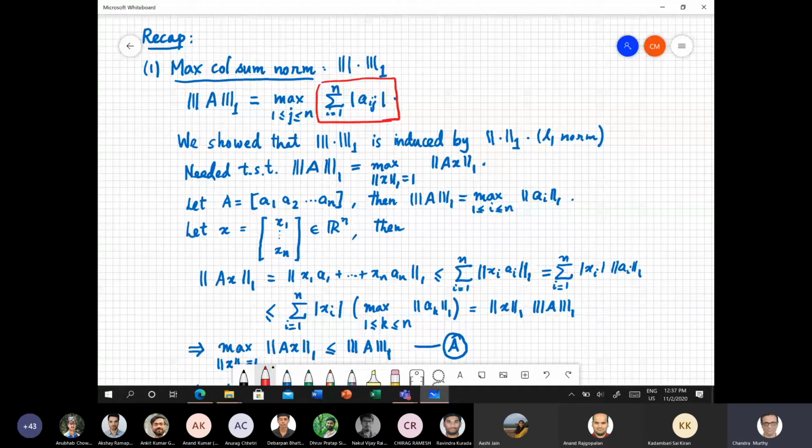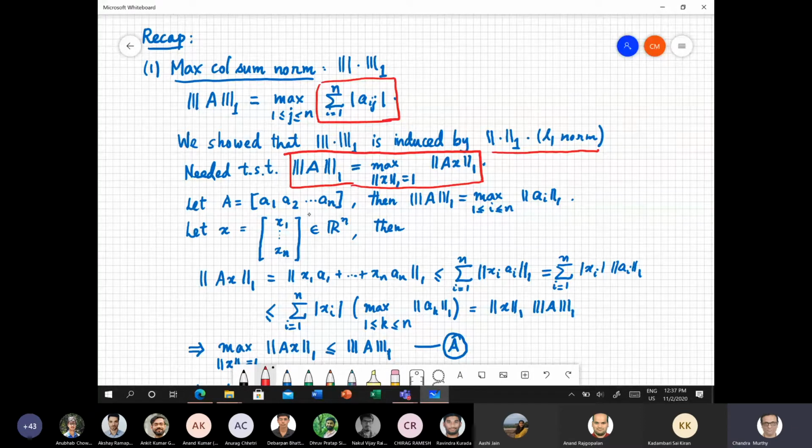The second way is to show that this norm, whatever this function that we are writing here, is induced by some other vector norm. In other words, the claim is that this norm is induced by the vector L1 norm. So we need to show that what we've defined here is in fact equal to the maximum of the L1 norm of Ax over all vectors such that the L1 norm of x equals 1. There are multiple ways to show this, but here is one easy way.